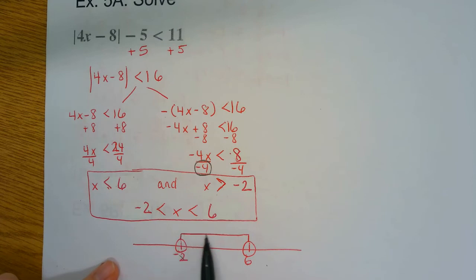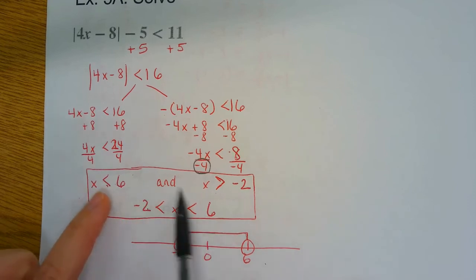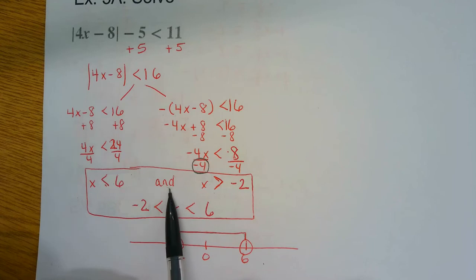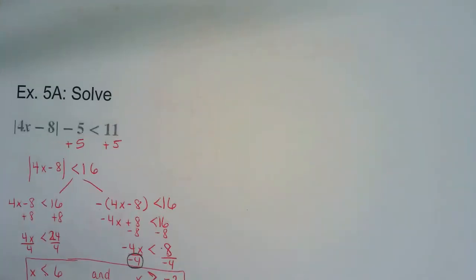And since they end up colliding, that means that they're showing you an interval between those two numbers. So you can write it in this notation, -2 less than x less than 6. Or you can write it like this where it has the word and in between it. But you would need that word and in order for it to be correct. Pause the video and try the got it question.